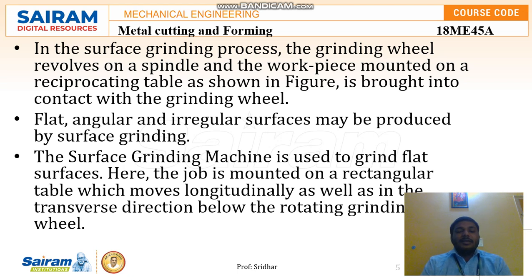Here the grinding wheel will be rotating and fixed there, but the workpiece, that is the work table, keeps moving longitudinally as well as in the transverse direction below this rotating grinding wheel. Whenever the grinding wheel and the job come in contact, the excess material is removed automatically, and the finishing and polishing process is completed by using this grinding process. So this is how the surface grinding machining process can be obtained. Thank you.